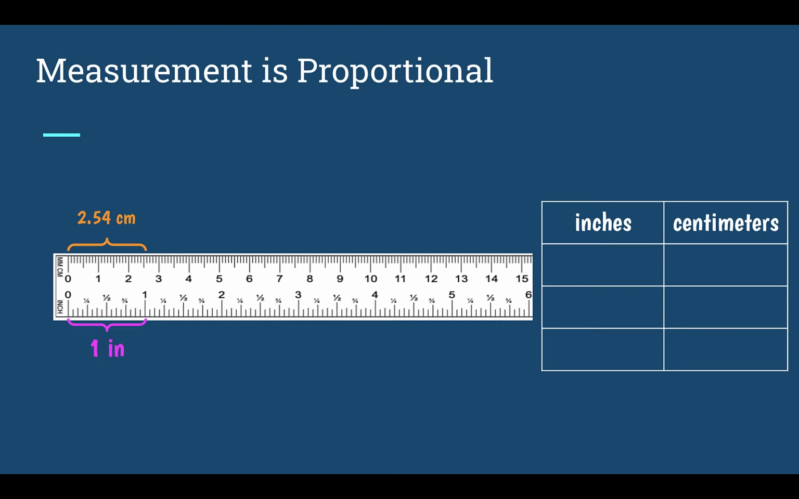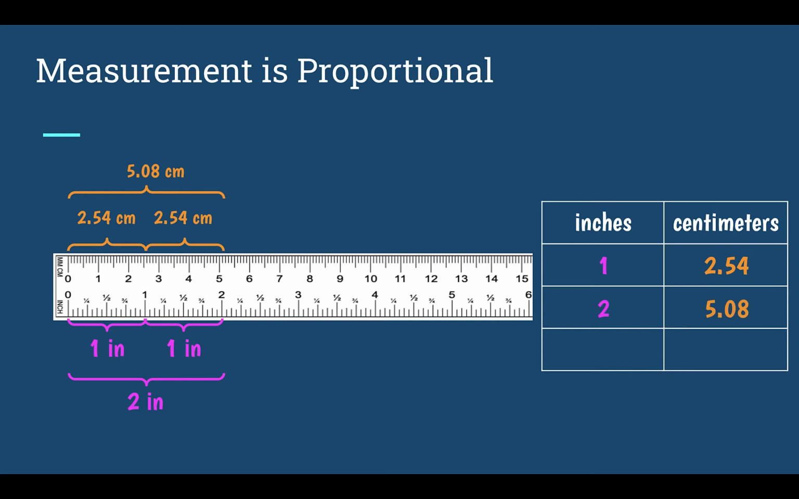So in my table, I'm going to write that 1 inch is the same as 2.54 centimeters. If I were to measure out another inch, that would be like measuring another 2.54 centimeters. If I total it all together, then 2 inches is the same as 5.08 centimeters. So in my table, I'm going to put that 2 inches is the same as 5.08 centimeters. If we add a third inch, that would be 2.54 more centimeters. So our totals would be up to 3 and 7.62.